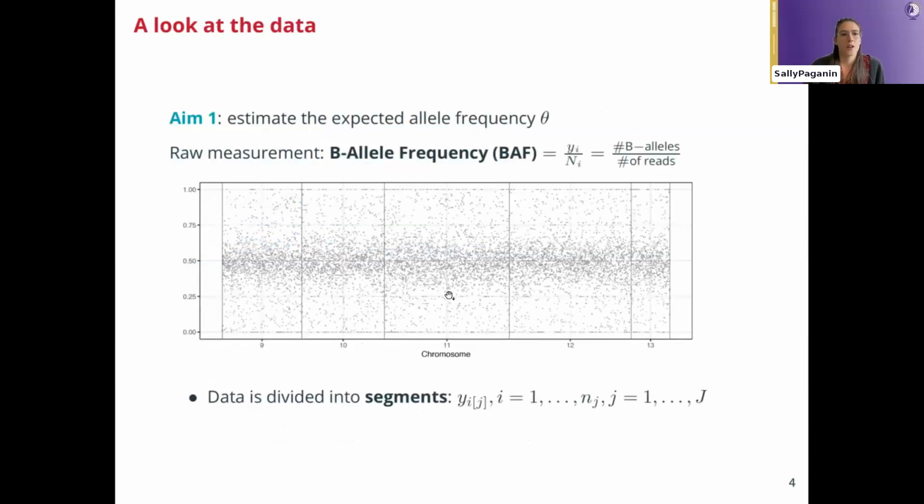Just to give a peek of the data, here I plotted some raw measurements. We can take the B allele counts and divide them by the number of reads, so it's basically a proportion. Here I plot some data for chromosomes 9 to 13, and this is what these B allele frequencies look like. The idea is that I need to estimate the average of these dots all over the genome.